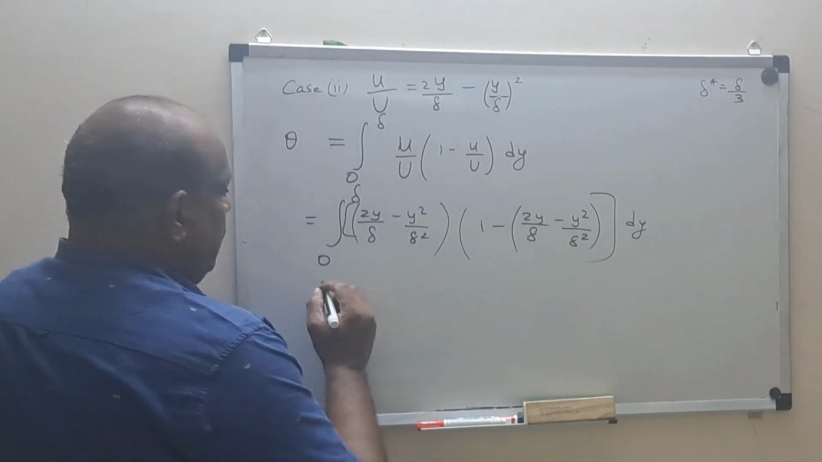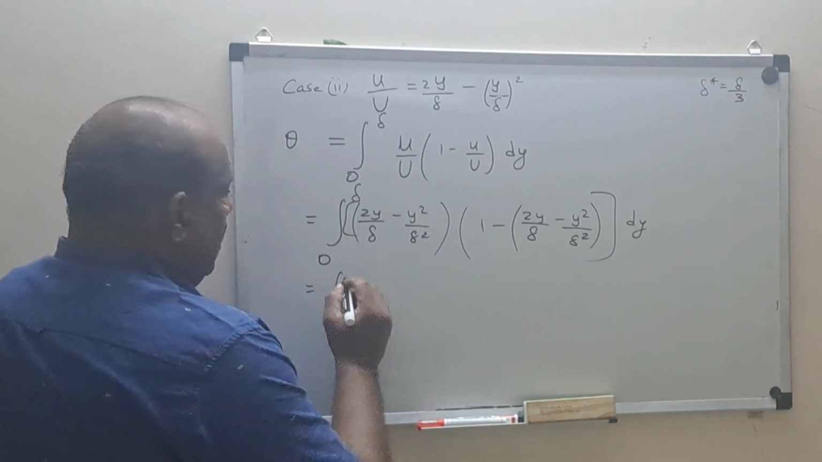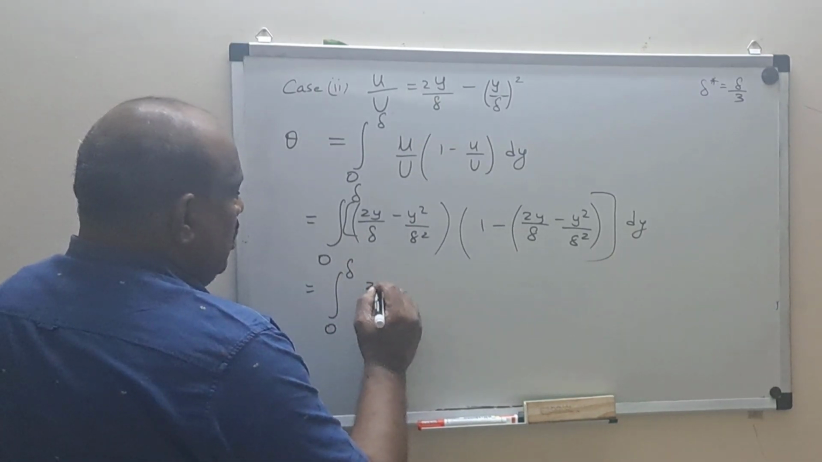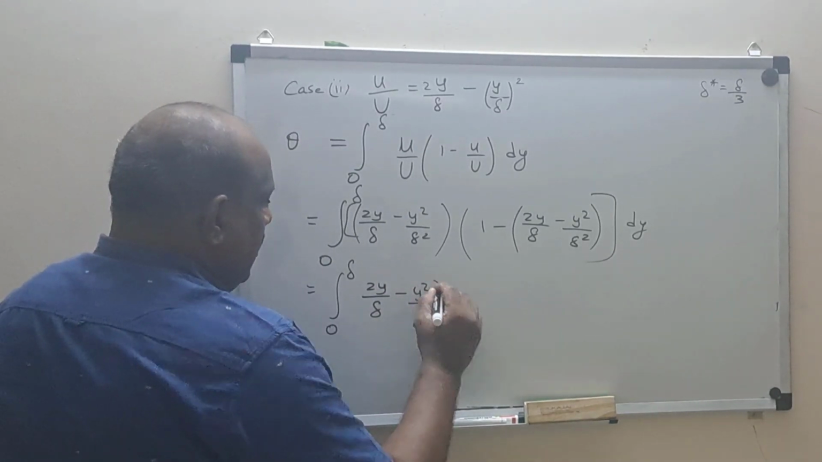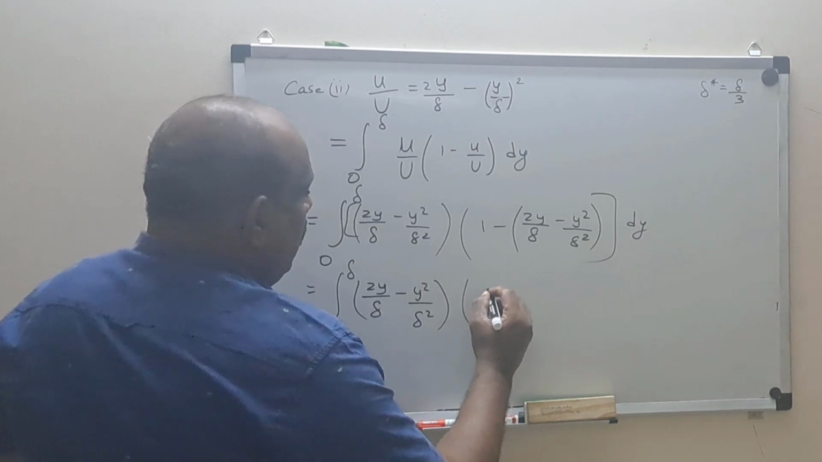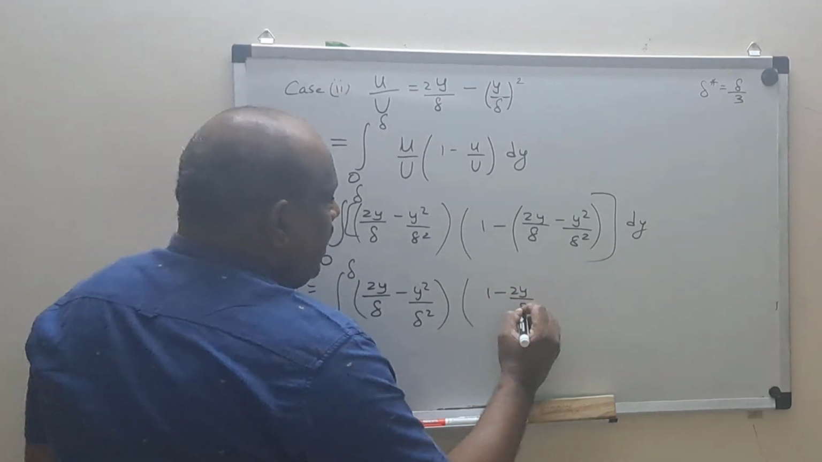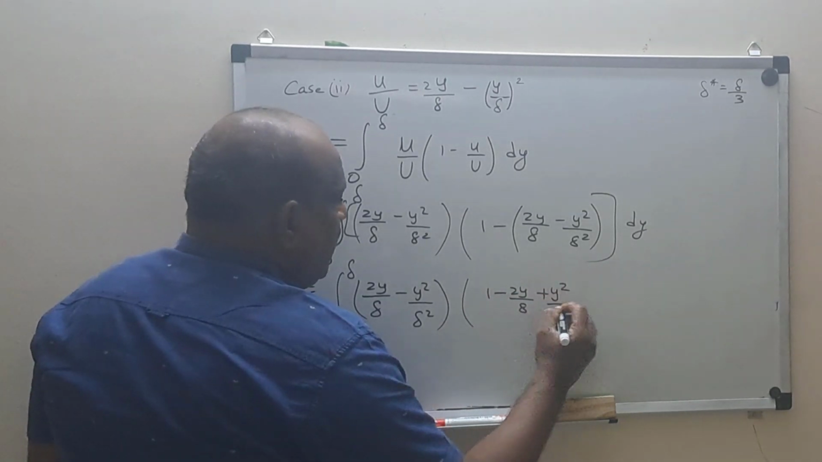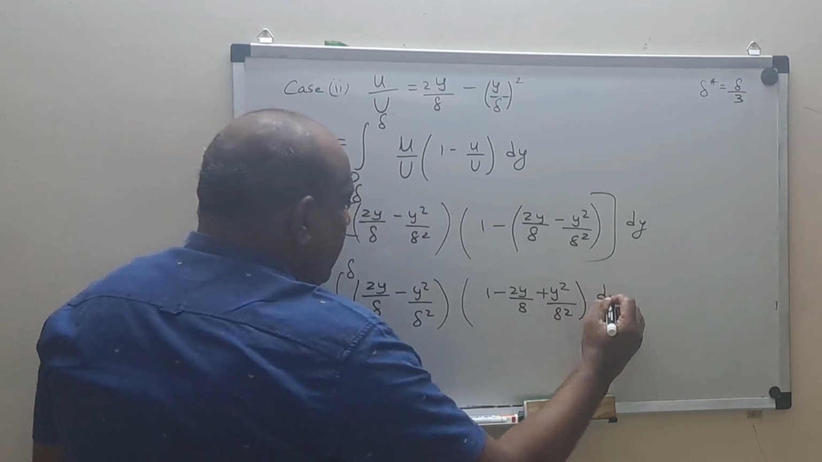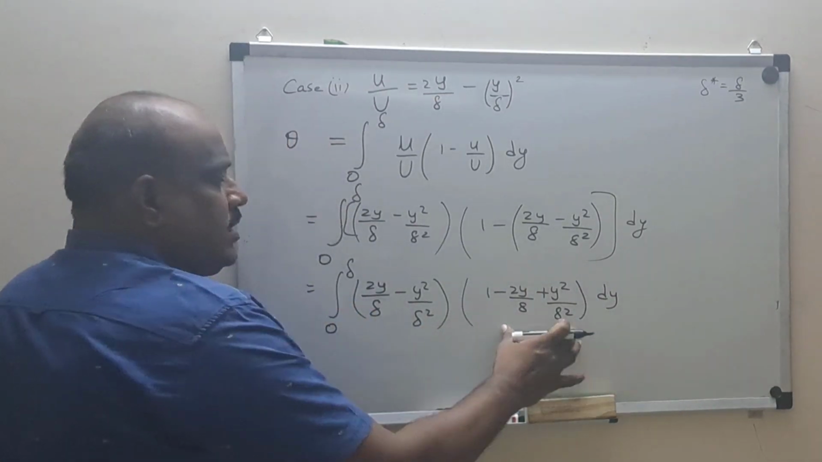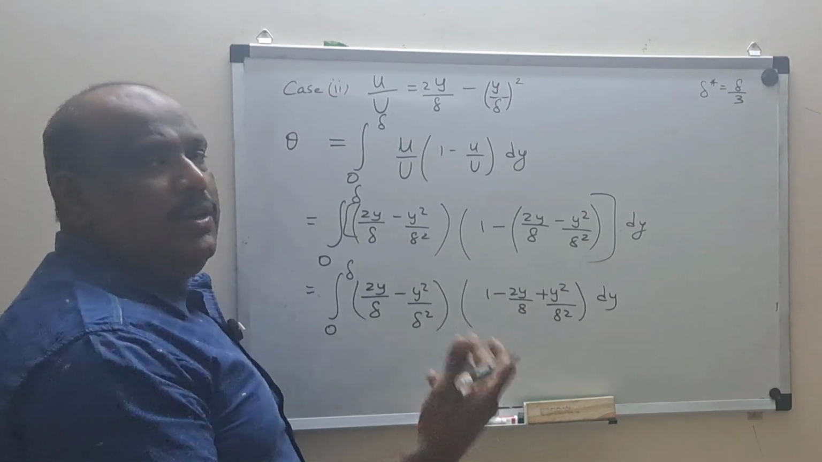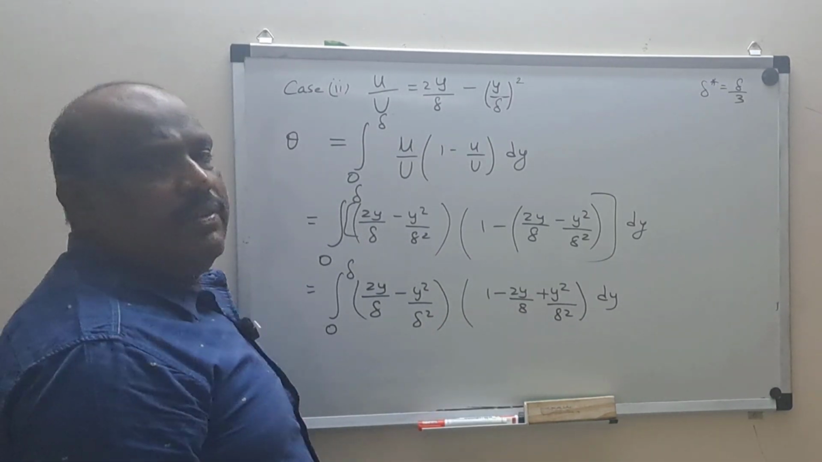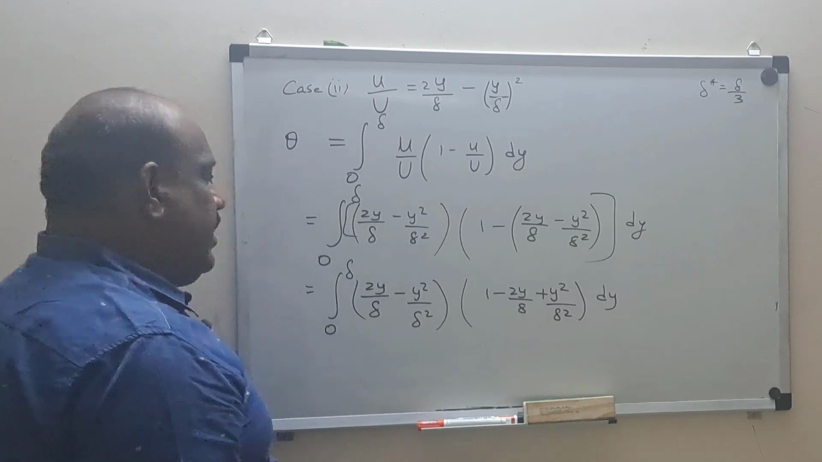Before multiplying, let us simplify this term. It will become the integral from 0 to delta of 2y by delta minus y squared by delta squared, times 1 minus 2y by delta plus y squared by delta squared, dy. Here are 2 terms, here are 3 terms, so when I multiply there will be 6 terms. Then you integrate, substitute the limits of integration, and you will get the solution.